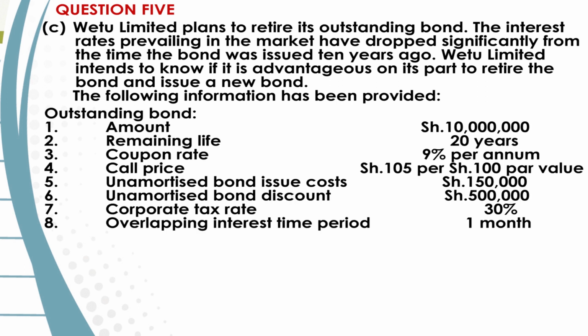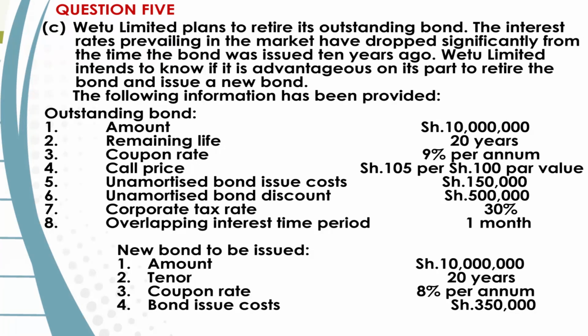Number one, the amount, we have 10 million. Number two, the remaining life is 20 years. Number three, the coupon rate 9% per annum. Number four, call price 105 shillings. The par value is 100 shillings. Number five, an unamortized bond issue cost 150,000. Number six, an unamortized bond discount 500,000 shillings. Number seven, corporate tax rate 30%. Number eight, overlapping interest period is 1 month.